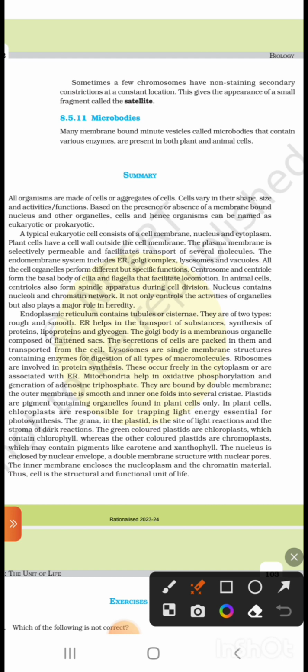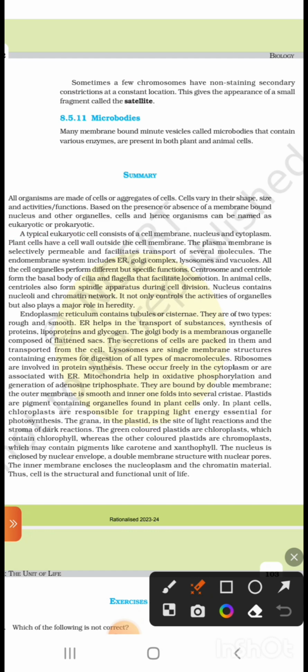8.5.11 Microbodies. Many membrane-bound minute vesicles called microbodies, that contain various enzymes, are present in both plant and animal cells. Summary: all organisms are made up of cells or aggregates of cells. Cells vary in their shape, size, and activities, functioning based on the presence or absence of a membrane-bound nucleus and other organelles. Cells and hence organisms can be named as eukaryotic and prokaryotic.